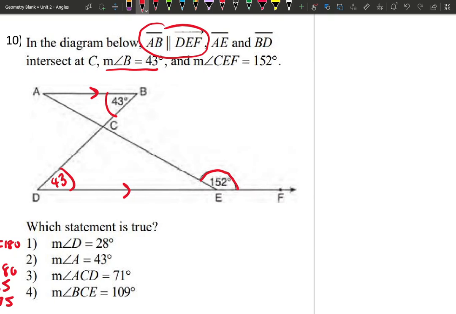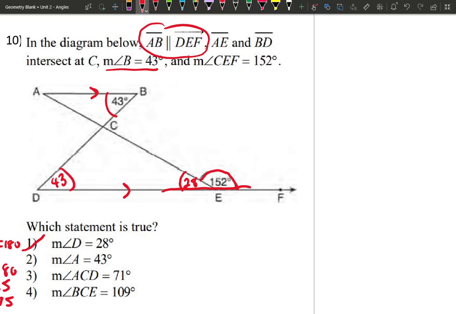What statement is true? Okay, so we're talking about angle D. No, we already know angle D is 43 degrees. We could cross that one off. Angle A is 43 degrees. Let's see. How much is this angle over here? Because remember, straight line, right? Straight angle, so they must add up to 180. So that's 152. 180 minus 152, and we get 28.